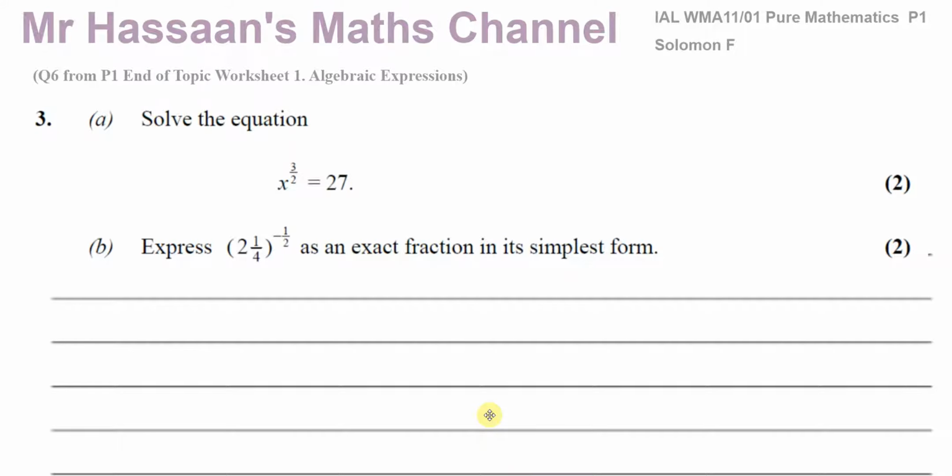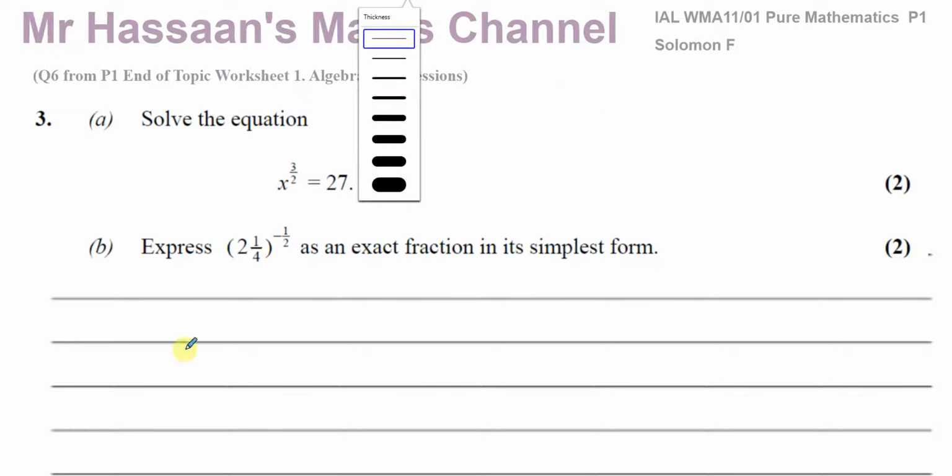I'm now answering question number 6 from my end of topic worksheet 1, algebraic expressions, which is taken from the Solomon paper F from the old C1 collection, and this is question number 3 from that Solomon paper F. I've been asked about question part A. I'll just do both of them for the sake of completion.